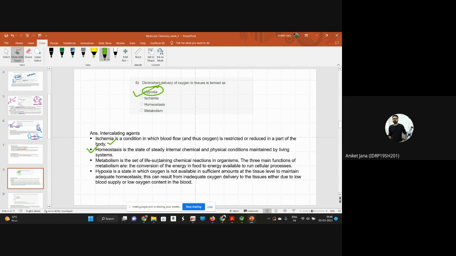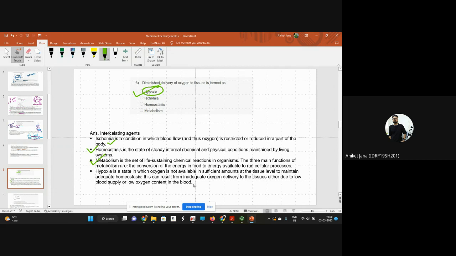And metabolism. Metabolism is the set of life-sustaining chemical reactions in organisms. The three main functions of metabolism are to conserve the energy in the food, and to make energy available to run the cellular processes. It means all the chemical reactions which always take place in our body, we call metabolism. And last, what is hypoxia? That is our desired answer here.